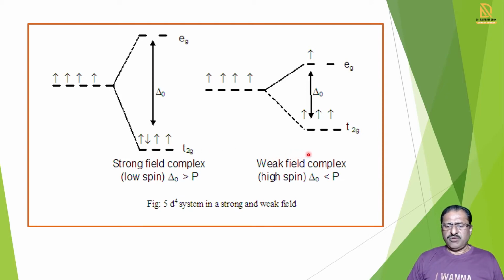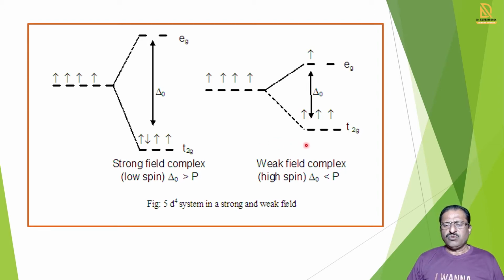Now we see the weak field complex. In a weak field complex, delta O is less, so the energy difference between T2g and Eg is less than the pairing energy. In this case, the fourth electron does not pair but fills in Eg. Here the energy difference is less and the pairing energy is higher, so the fourth electron fills in Eg.